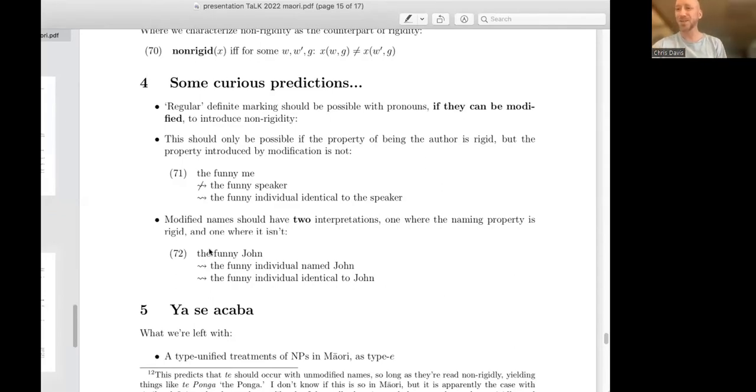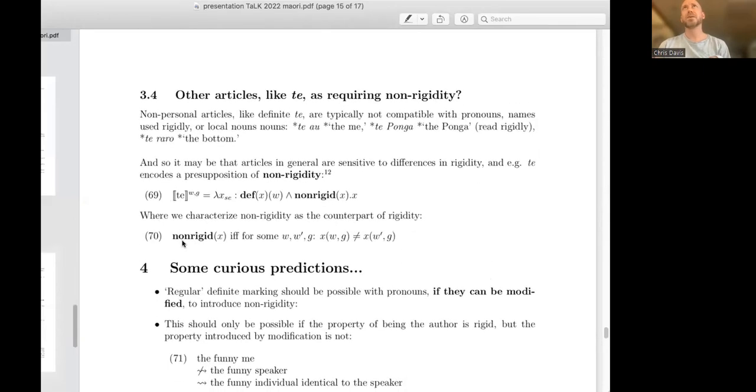Thanks for the interesting talk. I guess one quick comment and a question. So the quick comment is your 3.4, it struck me that maybe an alternative to lexically encoding non-rigidity would be, if it's something like a presupposition in the other case, then you could use something like a maximized presupposition story. That's just a thing that occurred to me.